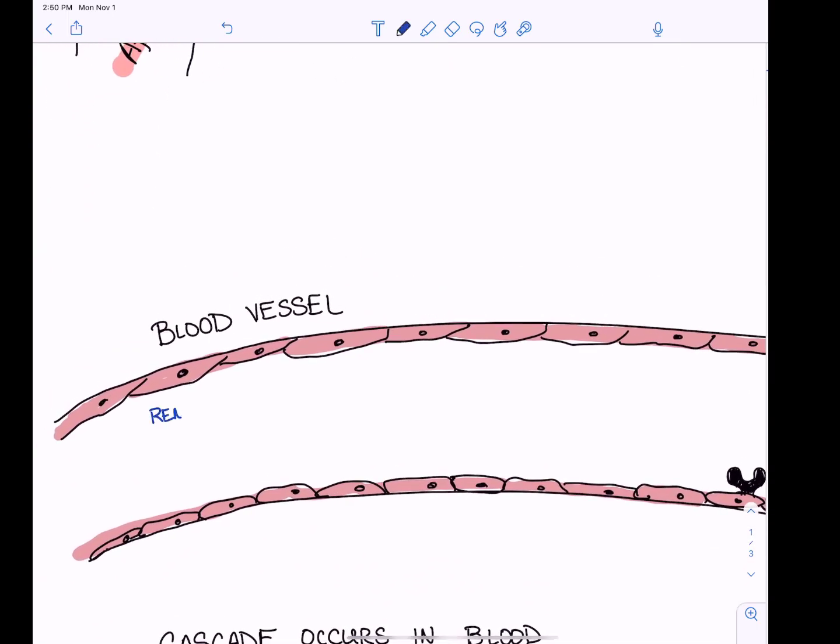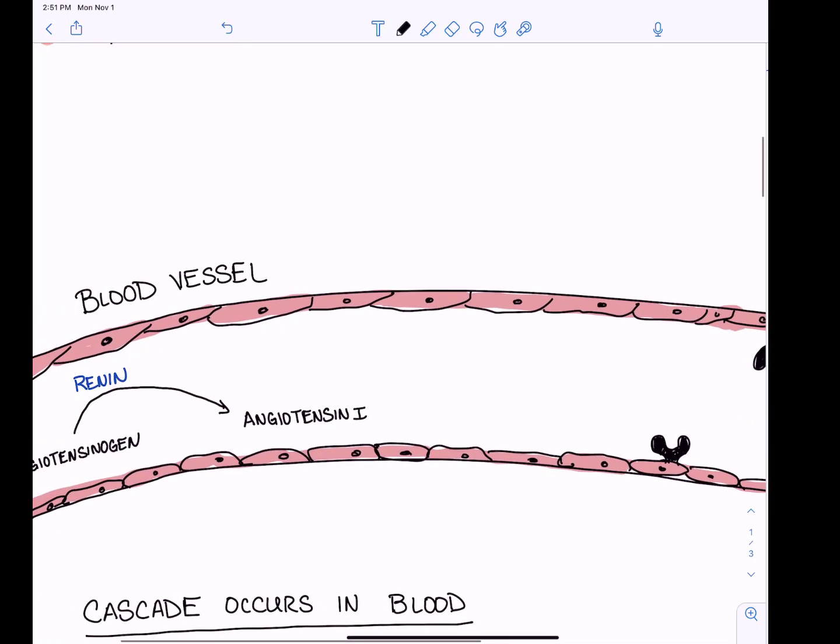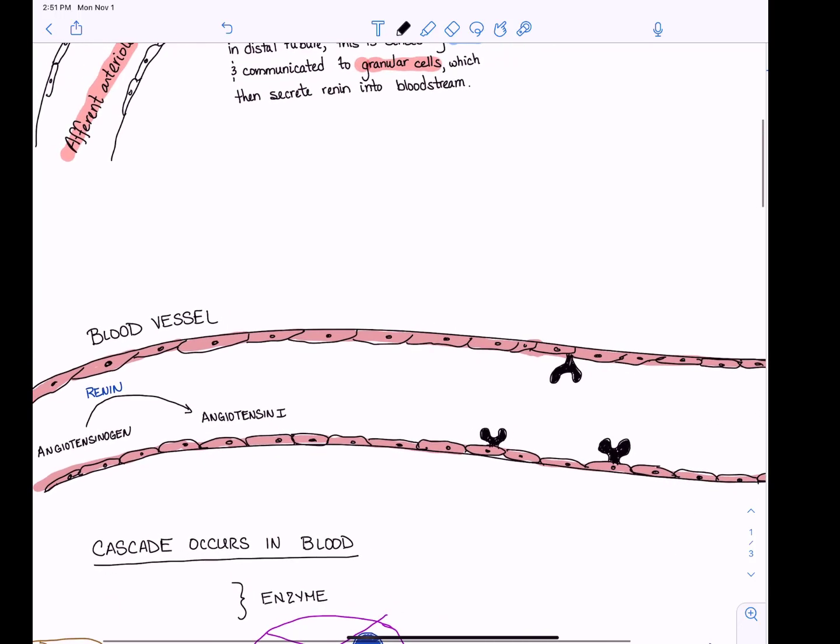When sodium chloride levels are low, renin is secreted into the bloodstream. Remember that renin is an enzyme, and so renin will take angiotensinogen and convert it into angiotensin I. Angiotensin I is acted on by ACE. In my drawing here, I have the ACE enzymes drawn in black. Notice that they're sticking out of the cells that line the blood vessel, the endothelial cells. In fact, those enzymes do line the endothelial cells, especially around the lungs.